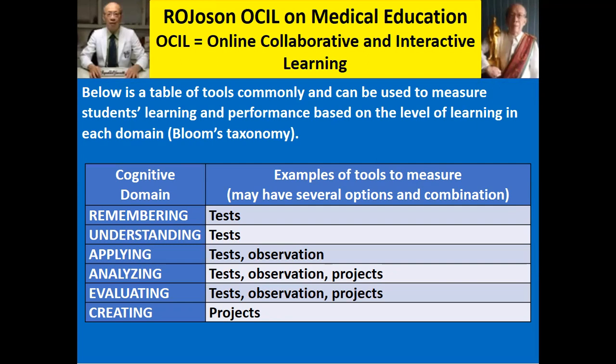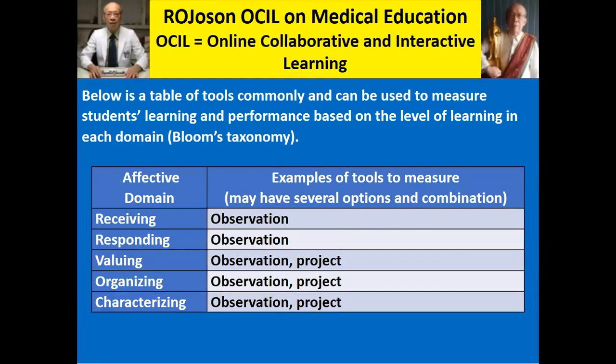So in the cognitive domain, you have these different levels: remembering, understanding, applying, analyzing, evaluating, creating. So examples of tools that can be used to measure each level will be tests for remembering, understanding, test and observation for applying, test, observation, and projects for analyzing and evaluating, and then projects for creating.